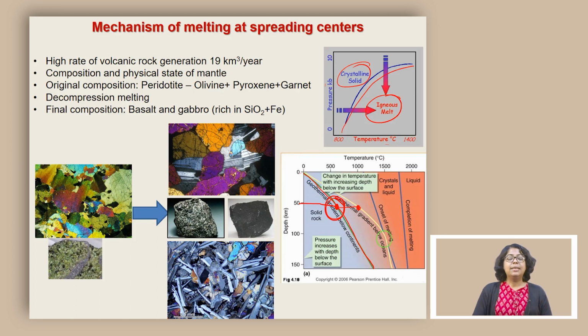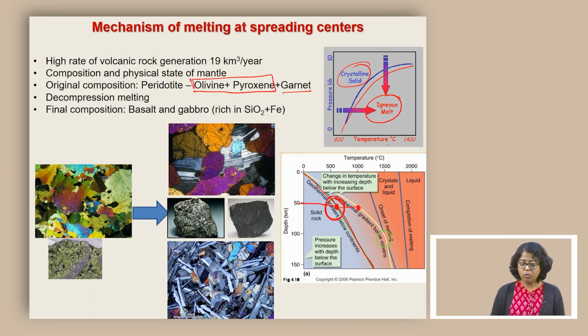But that does not tell us anything about the composition. So, to know the composition, we have to understand what the original composition is. And because it is coming from the mantle like any other magma, the original composition is peridotite, which basically means it will have the minerals olivine and pyroxene and a bit of garnet. We primarily talked about olivine and pyroxene, and we are going to focus on that.